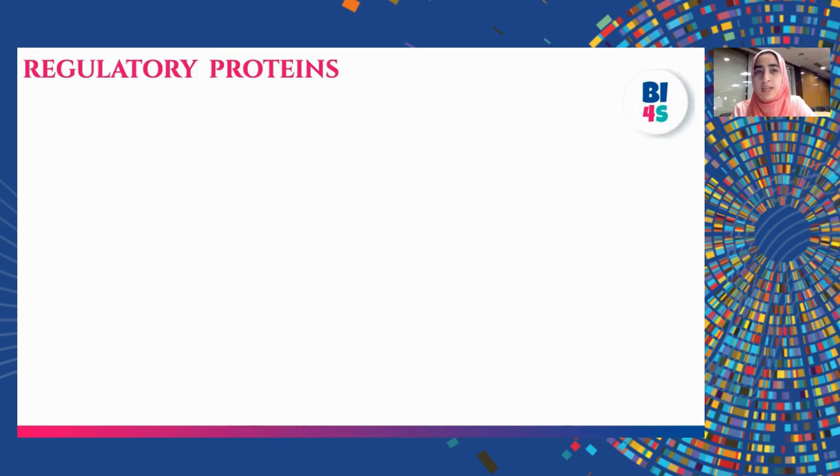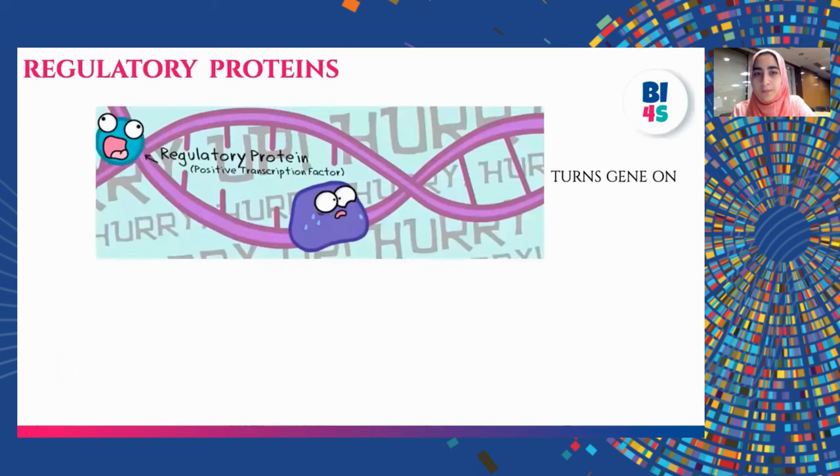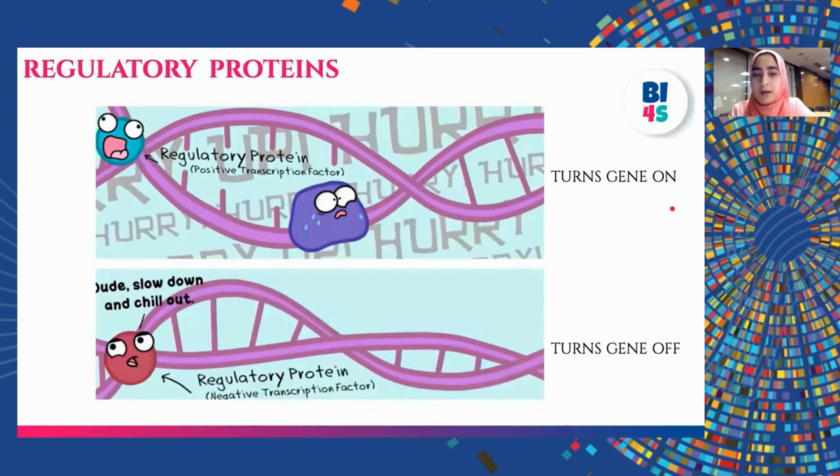To make sure of this, there are proteins called regulatory proteins. For example, there is a regulatory protein called positive transcription factor. This positive transcription factor tells the RNA polymerase that we need this gene, so you have to read this. When RNA polymerase reads the gene, it turns the gene on. The negative regulatory factor, on the other hand, tells the RNA polymerase that we do not need this gene, so the gene is turned off. For example, in eye cells, there is a negative regulatory protein present, which tells the RNA polymerase that we do not need the gene for HCl, so do not make HCl. So the gene for HCl will be turned off.